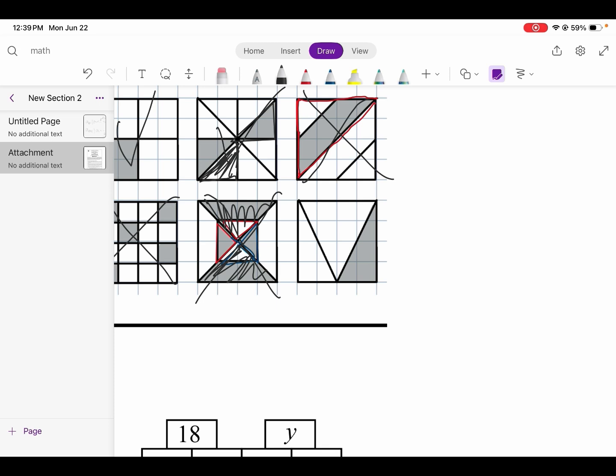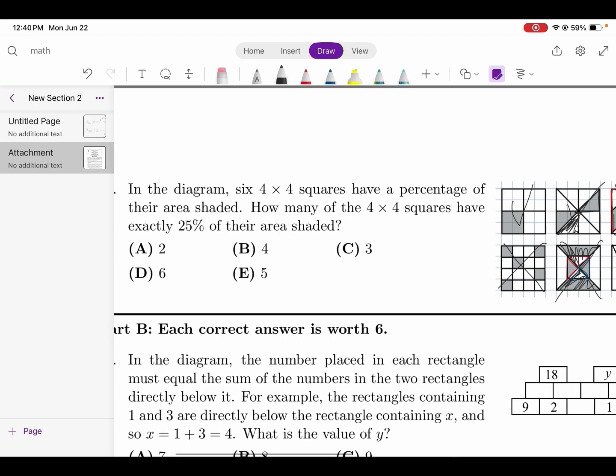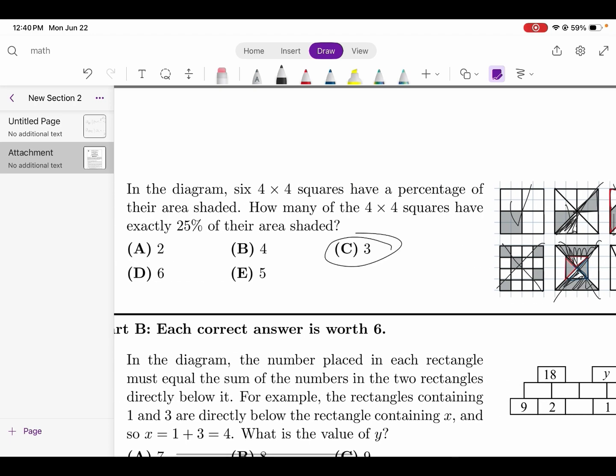And finally, for the last one, you can draw a line over here and then just look at this half. And you see that of that half, another half of that is shaded. So 1/4 of that entire square is shaded. So in total, we have 3 of the 4x4 squares with 25% of their area shaded.